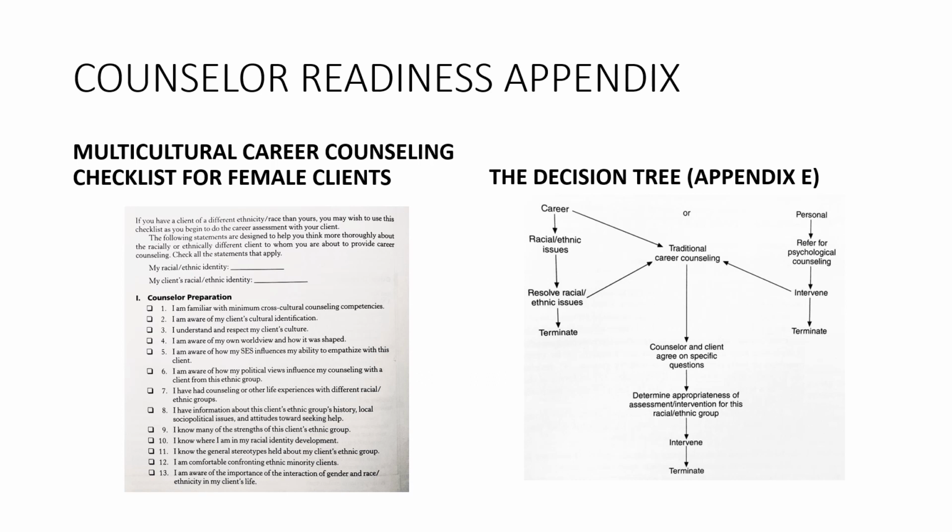All right, so counselor readiness appendix, which is referencing the previous slide. This is the multicultural career counseling checklist for female clients. This is just part one of several steps of the assessment. I want you to go through it and answer honestly when you have time to review it, and see whether or not you are ready to do multicultural counseling. And then the decision tree, which is Appendix E, is kind of a flow chart, and it tells you the flow of how people make decisions and things like that.